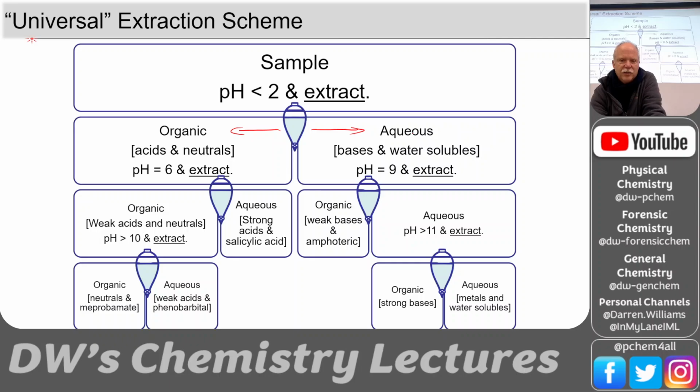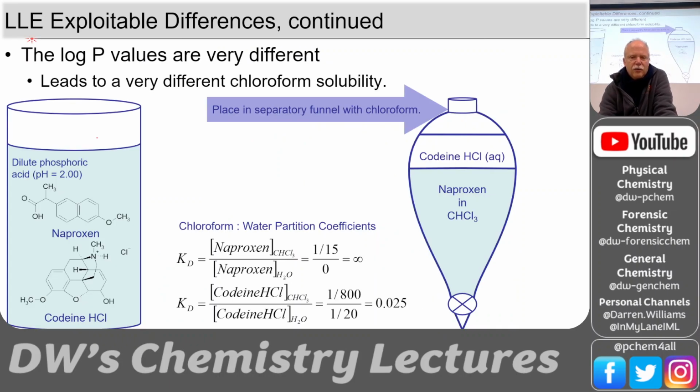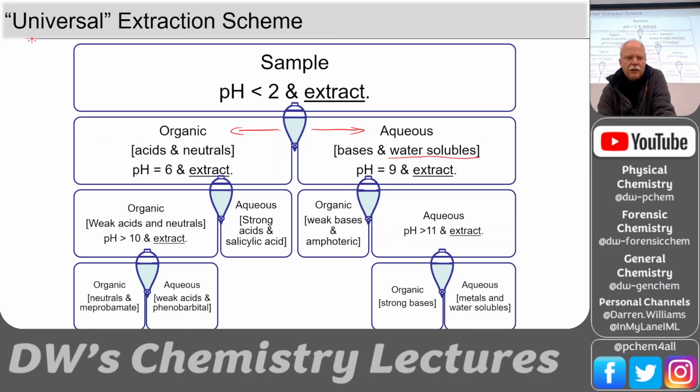And what's going to be in each? Well, the aqueous layer is going to have bases and things that are just naturally water soluble, like salty stuff, inorganic substances, sodium chloride, that kind of thing. And the organic phase is going to have acids and neutral organic molecules. By neutrals, we mean organics. Those will be things like the little polymer coating.